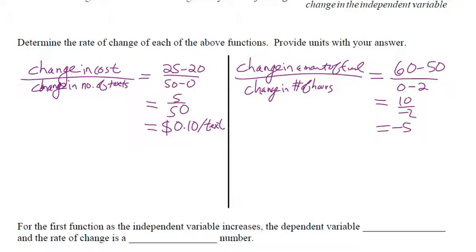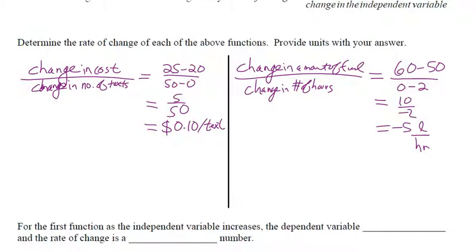Negative 5 what? Liters per hour, right? The amount of fuel is measured in liters. So the fuel is going down by 5 liters per hour, right? That's what the negative 5 means. We are using or losing 5 liters of fuel per hour. 10 minutes ran out. Okay.